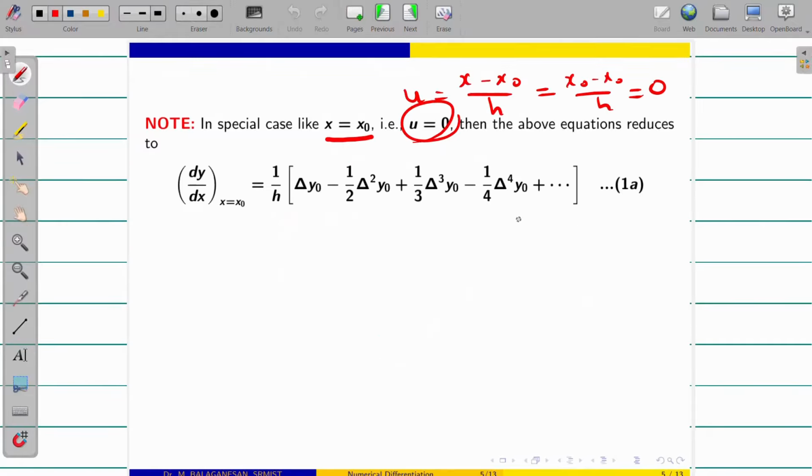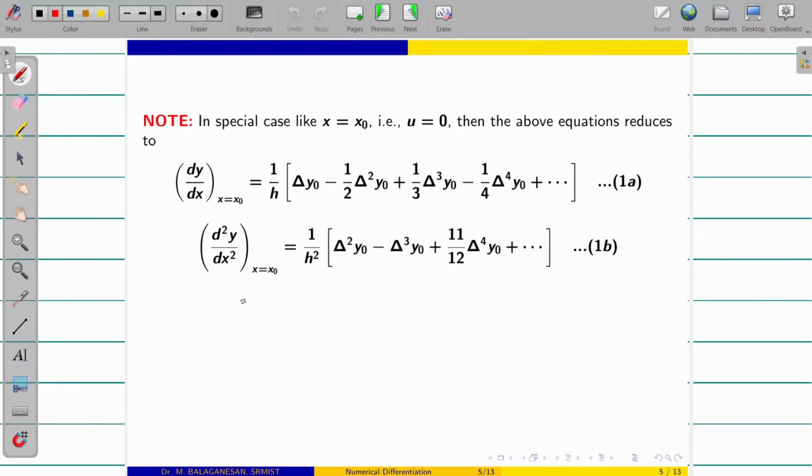That's it, guys. Do not memorize the formula for a particular value. If you know the formula for the first derivative, second derivative, third derivative, in both forward interpolation as well as backward interpolation, then we can substitute the particular value. Good. Similarly, substitute u equal to 0 in the second derivative, you will get this one. Substitute u equal to 0 in the third derivative, you will get this one. That's it, guys. This is the way to derive Newton's forward interpolation formula for derivatives.